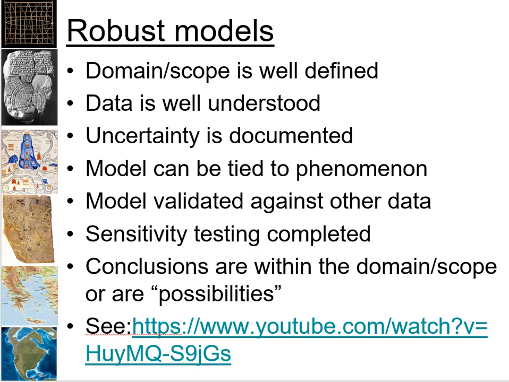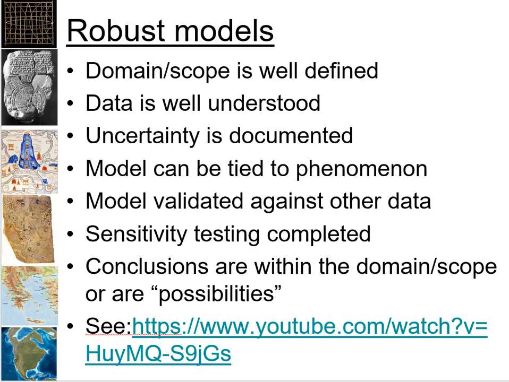The data is well understood. You really want to know where your data came from, how it was collected, how it was created. The uncertainty in it is documented, which is never the case. We can do that for our models, but it's really rare to get data that has uncertainty documented. We want to be able to tie it to the phenomenon. So this is really important.